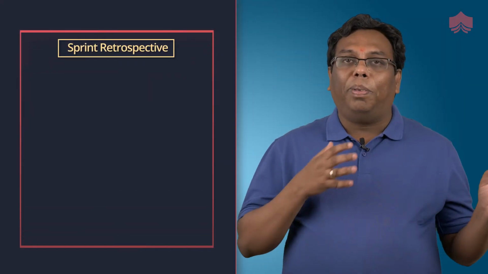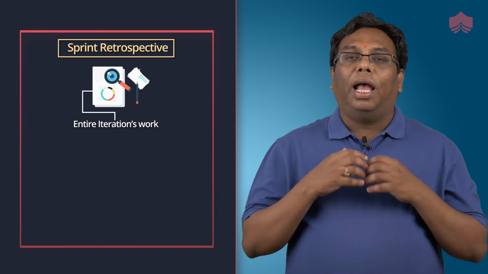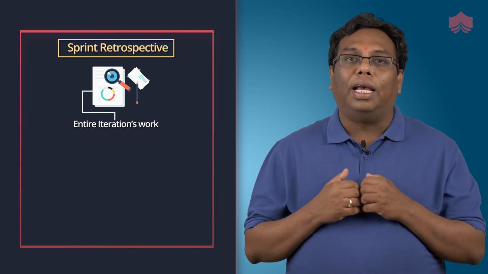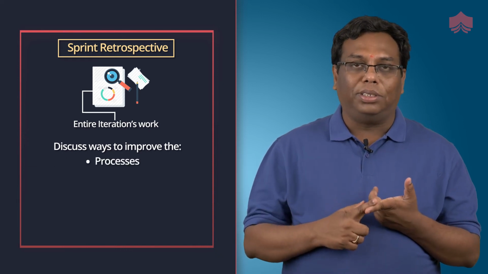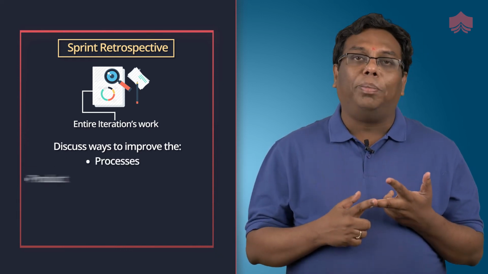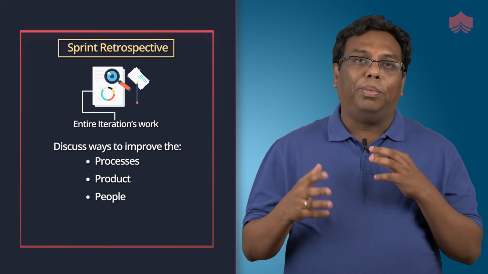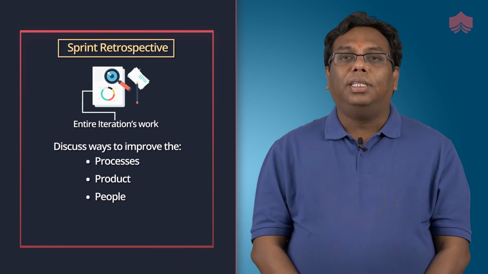Then the entire team meets together for one more ceremony called the sprint retrospective, where they look back at the entire iteration's work and talk about what can be done as an improvement, in order to improve their processes and the way they are developing the product in terms of people, collaboration, and communication aspects, right? So, considering people, product and process, all three aspects, the team discusses together and identifies some action items which the team wants to work upon, so that it leads to a continuous improvement process, right? So, this is the crux of the Scrum framework.